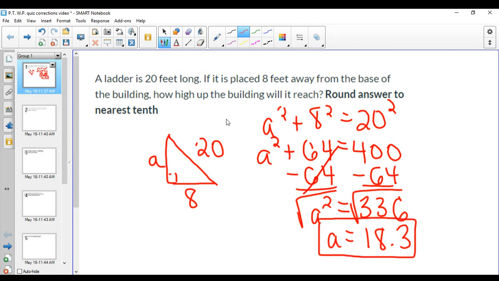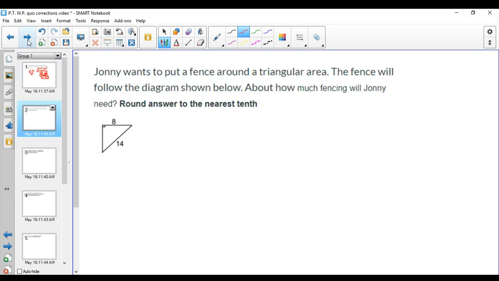Okay, so that was number 2. The next one we're going to look at is number 3 on the learn check word problems. It says Johnny wants to put a fence around a triangular area. The fence will follow the diagram shown below. About how much fencing will Johnny need? Round answer to the nearest tenth.